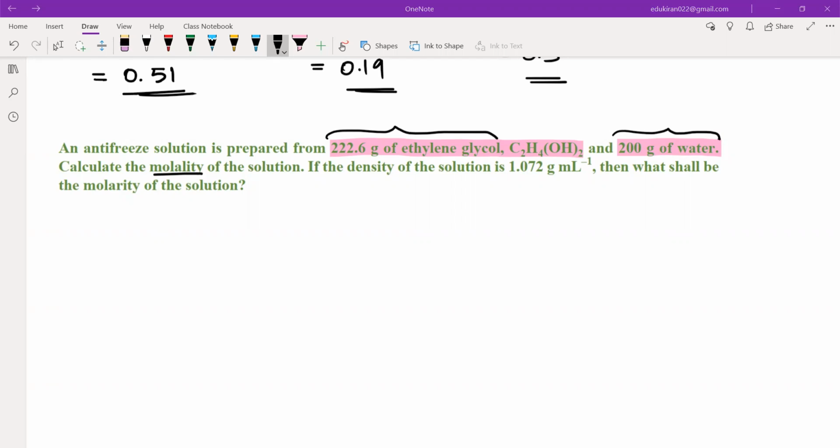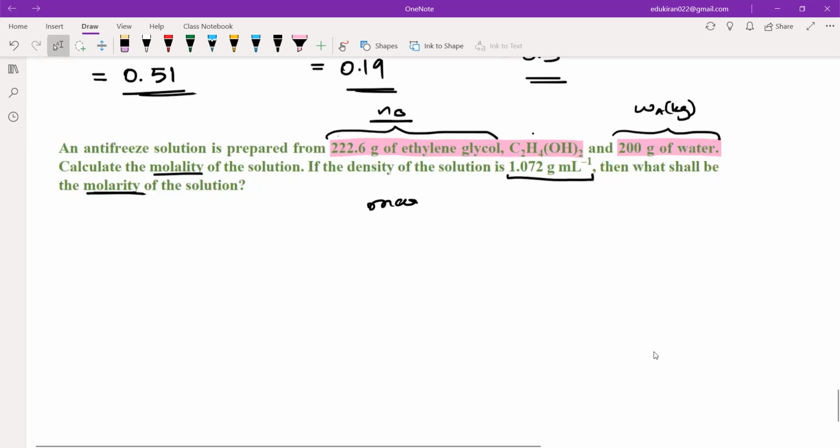Even though ethylene glycol is 222.6 grams, water is still going to be the solvent, because it is a universal solvent. Whenever water is there, you take water as the solvent. From here you will get nB, and from here you will get WA in kg. If the density of the solution is 0.172, then what shall be the molarity? Now add these two.